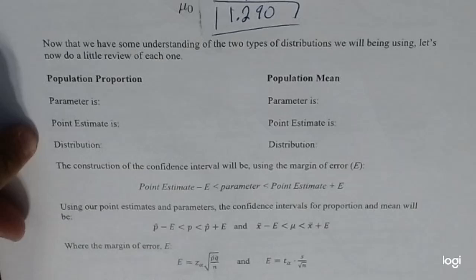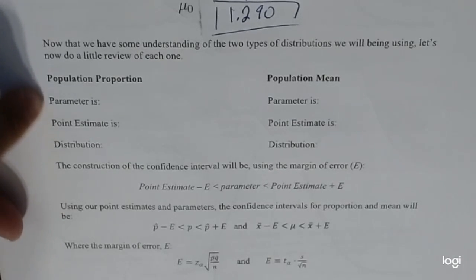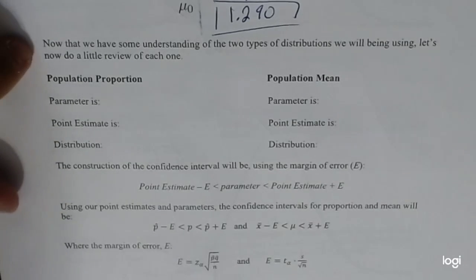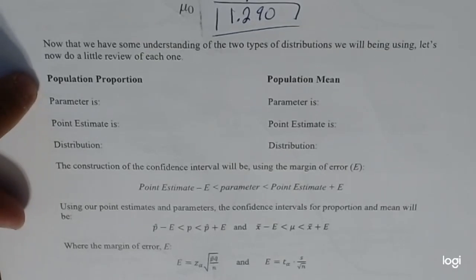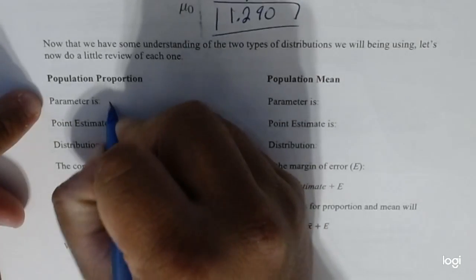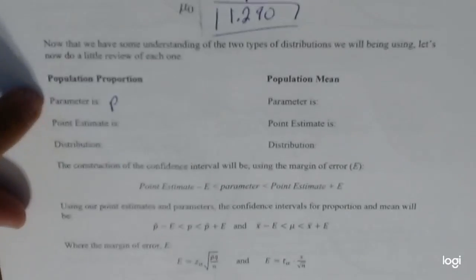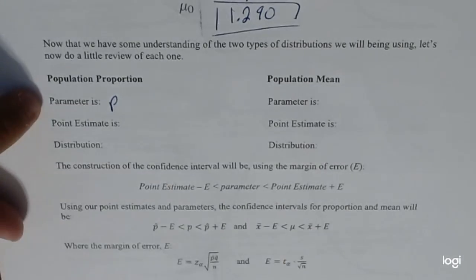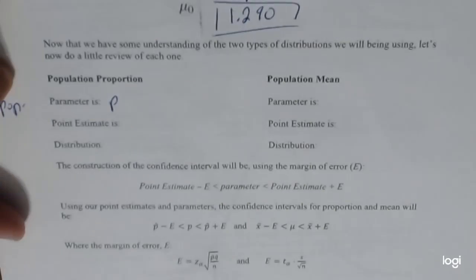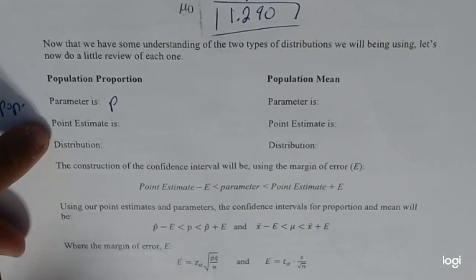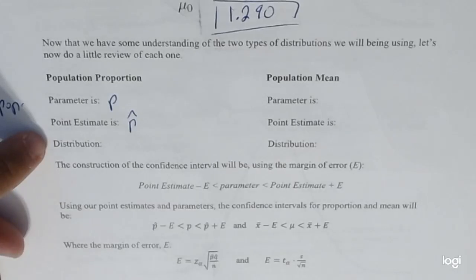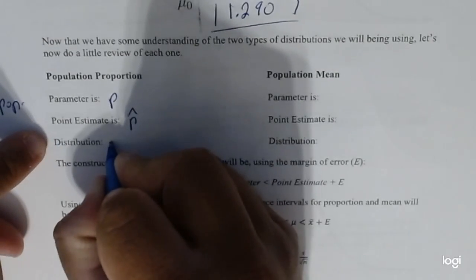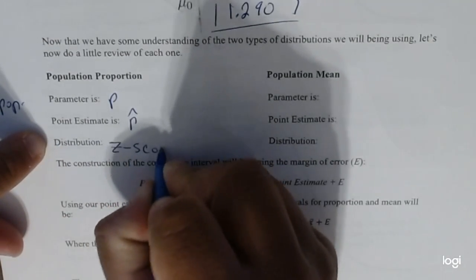All right, so what I want to do now is quickly summarize what we have so far before we go any further. Now that we have some understanding of the two types of distributions, a normal and now t-values, let's review a little bit. When we're talking about population proportion, our parameter is going to be p, estimating the entire population. Our point estimate is going to be p hat. Our distribution is going to be z-scores, or the normal distribution.